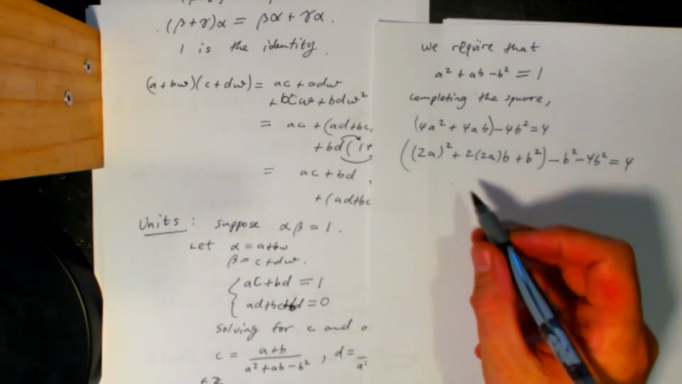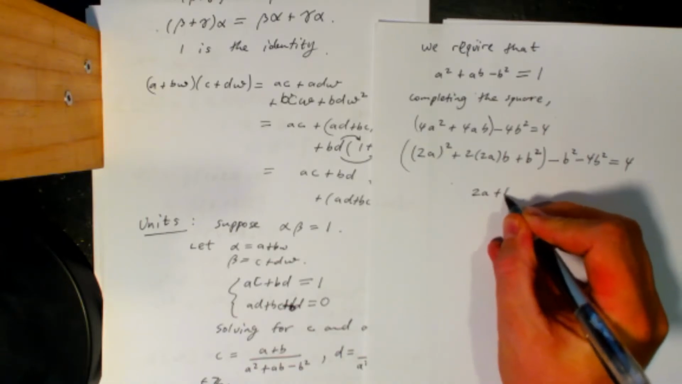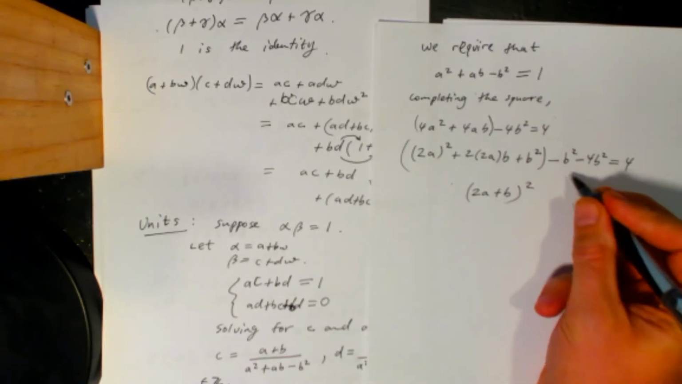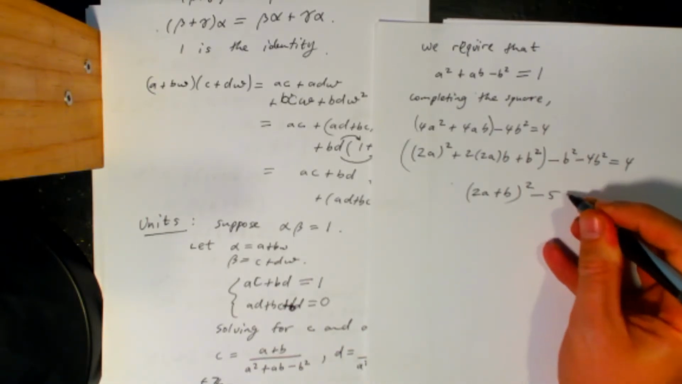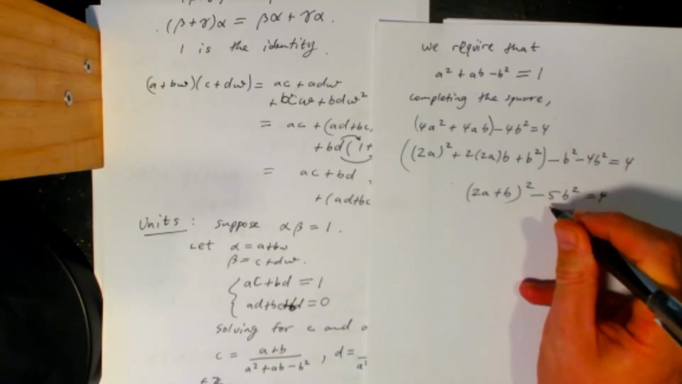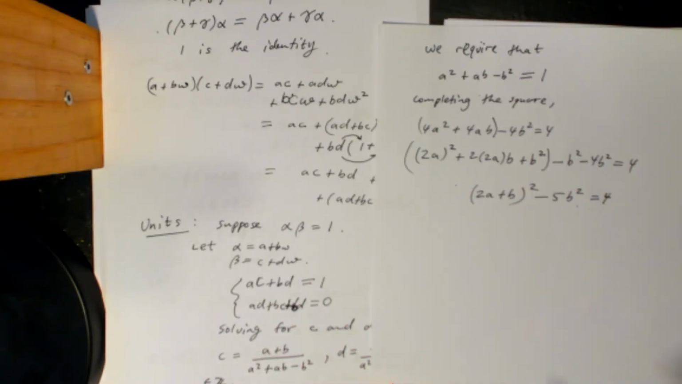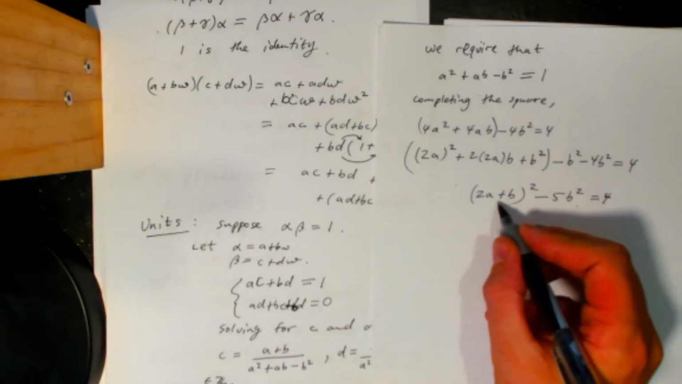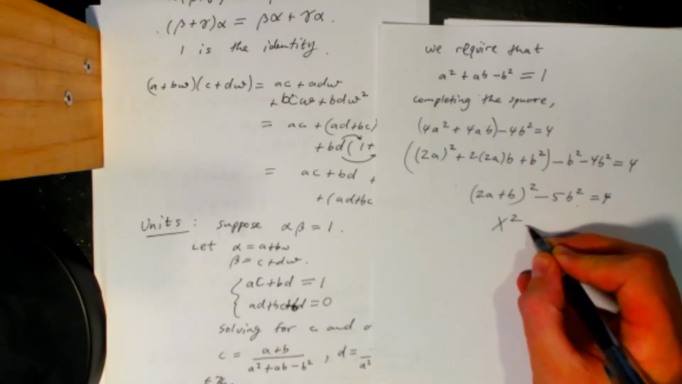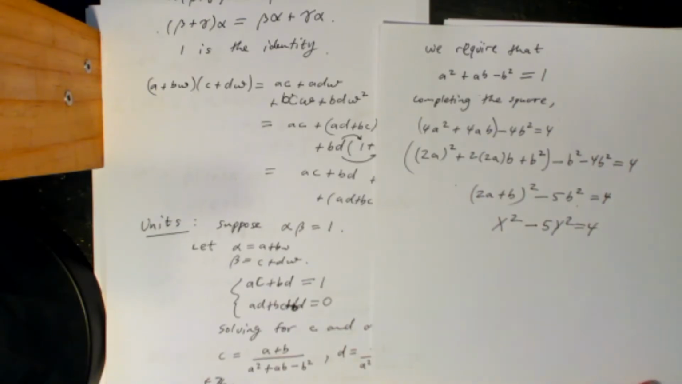All right, and so now this here is a perfect square. So we have (2a plus b) all squared, and this here is minus 5 b squared, which is equal to 4. And so this 5 reappears. Remember, we had a square root of 5 earlier. And so essentially, if I now relabel this one x, I'm looking for x squared minus 5y squared equal to 4.